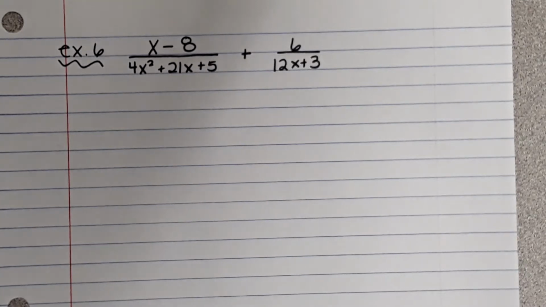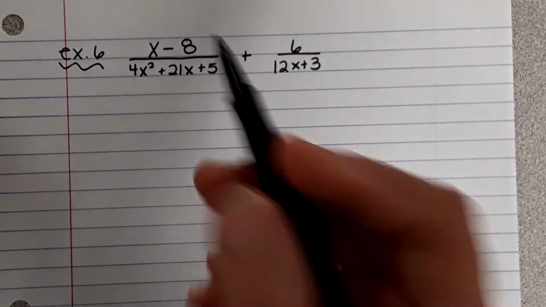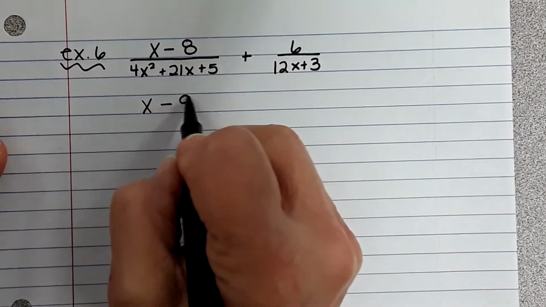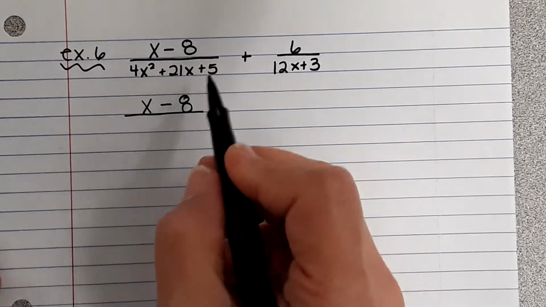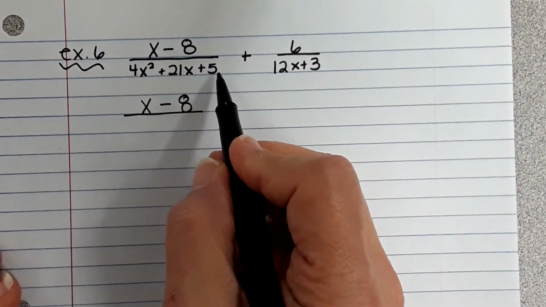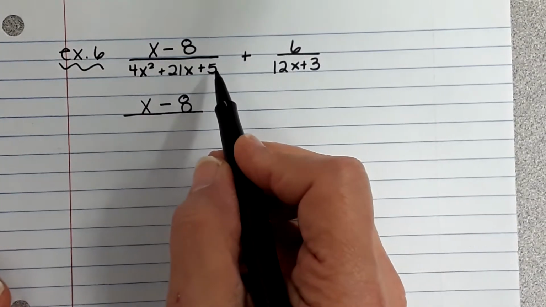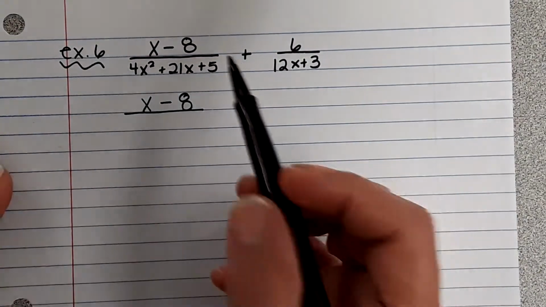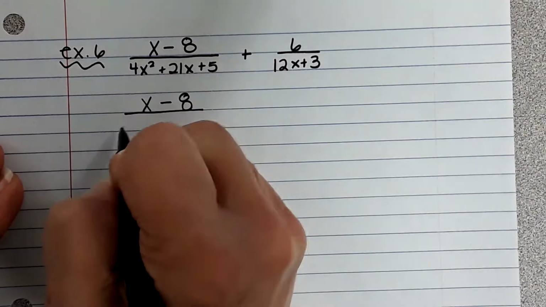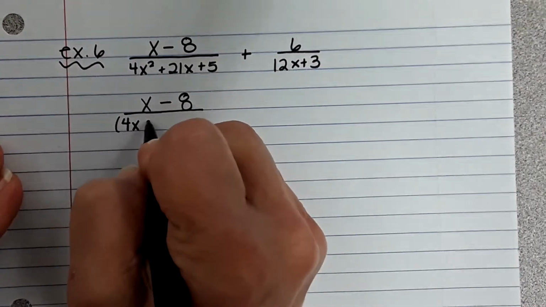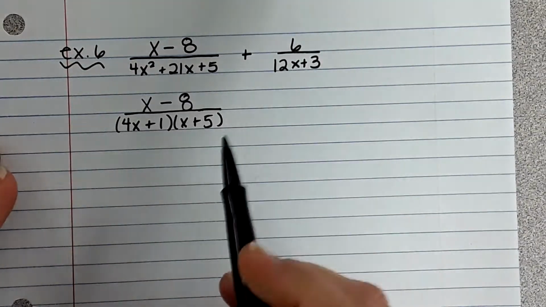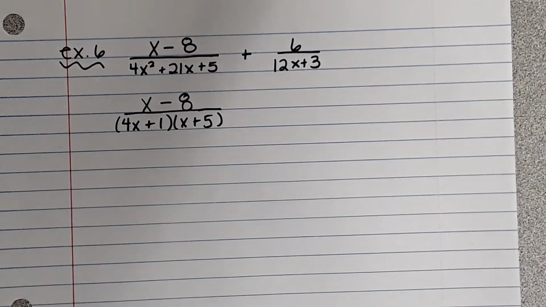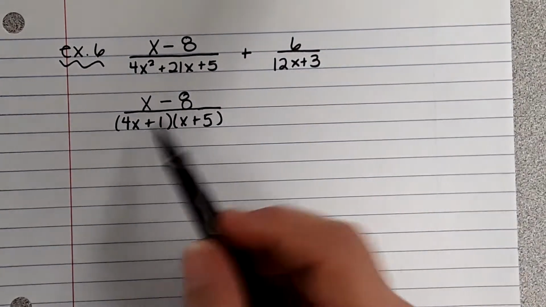Now your job is to know how to factor. Okay. So x minus 8 is going to be left alone, and we're going to factor the denominator. I noticed that there's only one way to get 5, 1 times 5. That's the only two factors of 5. So I need 21, so I'm going to do 4x plus 1, and x plus 5. How did I come up with that so quick? Because I know that 4 times 5 is 20, and 20 plus 1 is 21.